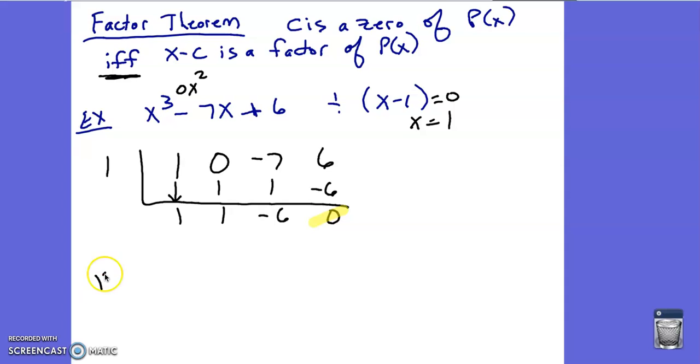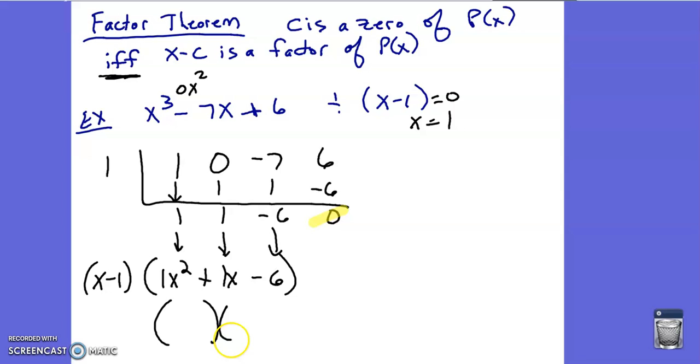So literally x minus 1 is a factor, and this is, remember I started with x cubed, so this is 1x squared plus 1x minus 6. And of course, this factors even further, because now you got it down to a quadratic, so you should be able to factor this.